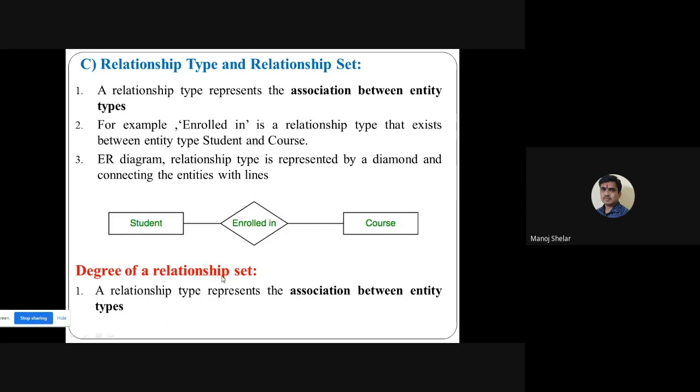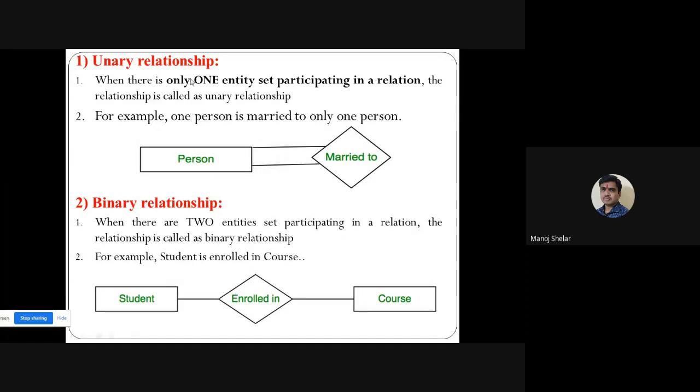Degree of the relationship set. A relationship type represents the association between entity types. Okay. Unary relationship: when there is only one entity set participating in a relation, the relationship is called a unary relationship. So in a unary relationship there is only one entity and one relationship.